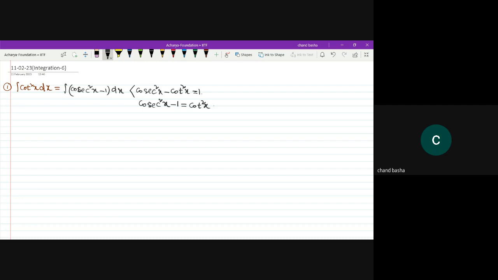For cosecant and secant squares, we have the direct formulas. Now I can get the required answer. Integral cosecant square x dx minus integral 1 dx. What is the formula for integral cosecant square x? It is minus cot x plus c. Very good. What is integral 1? x plus c. So it is minus cot x minus x plus c, the required answer.